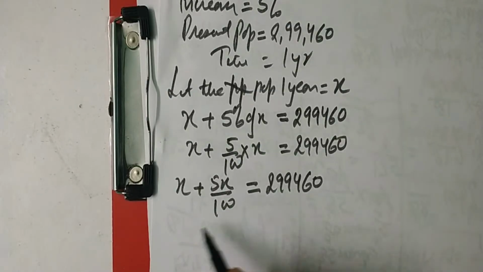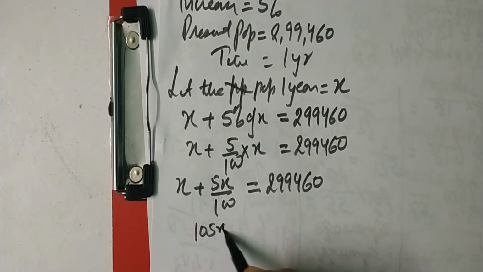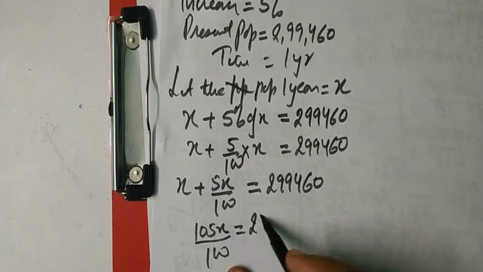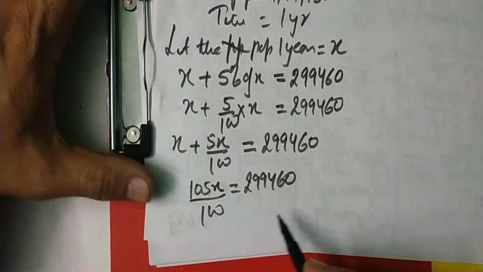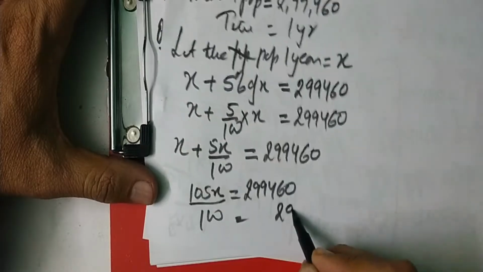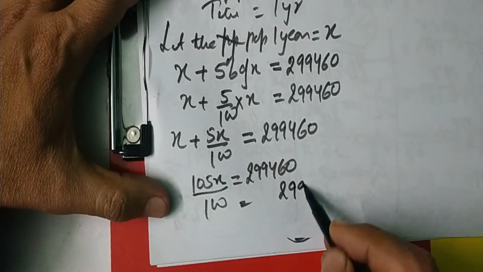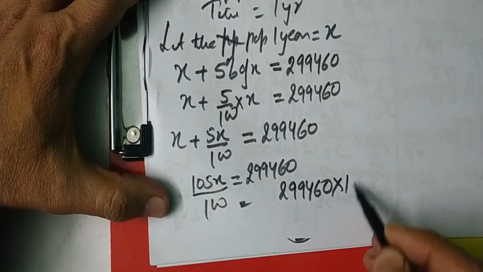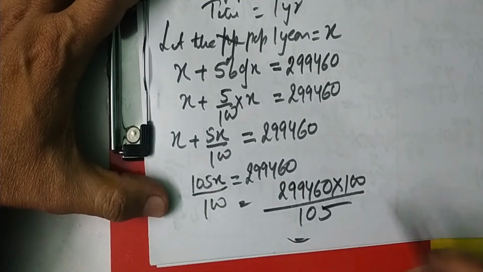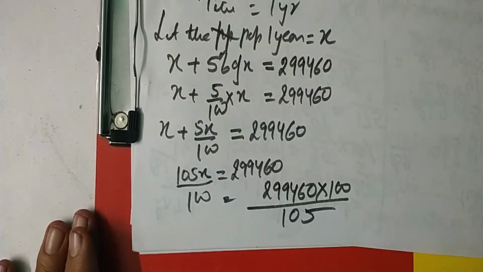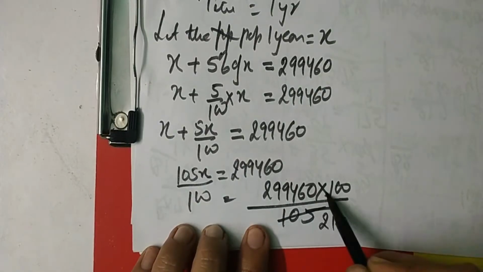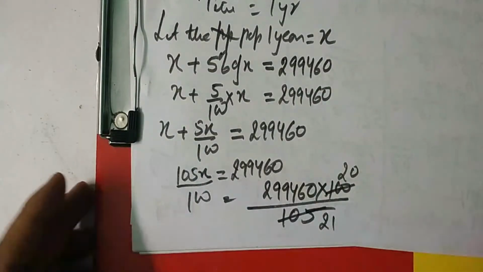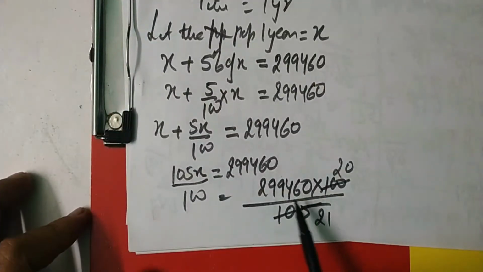So when you take LCM, it will become 105x upon 100 is equal to 299460. Now cross multiply, it becomes 299460 into 100 upon 105. Now when you solve, see, same number will come. 5 into 1, 5 twenties are 100. Now see, same numbers have come. This is 299460 into 20 and this is upon 21.